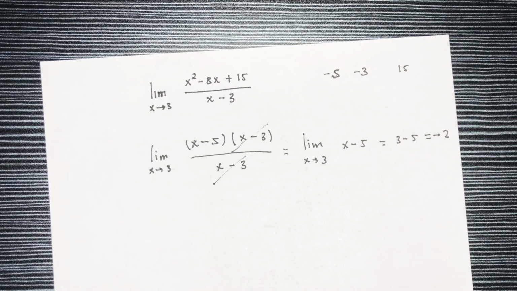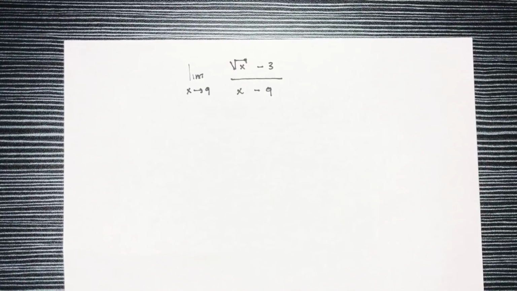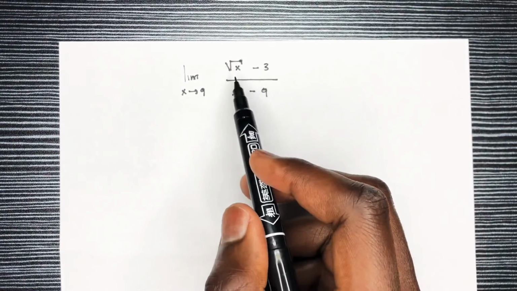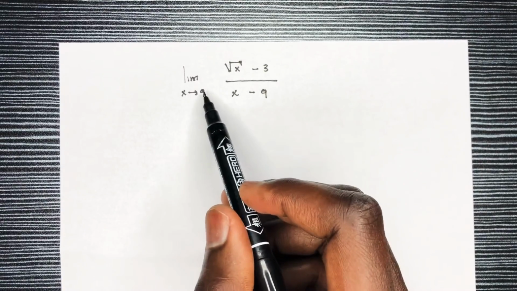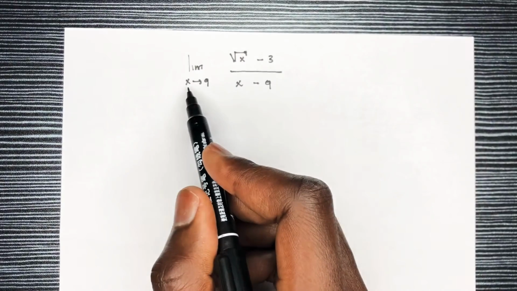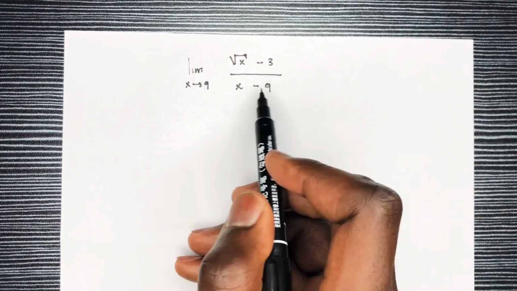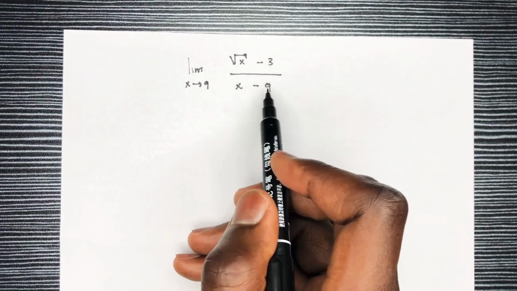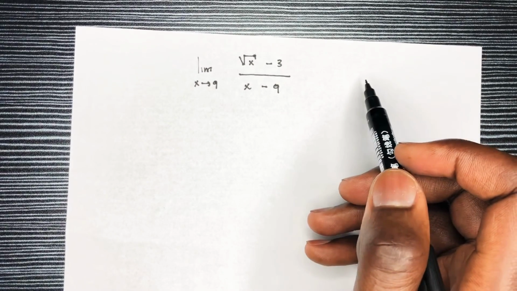So now let's move to the next example. In this case it's the limit of the square root of x minus 3 over x minus 9 as x approaches 9. This is a similar situation to the previous one: if we plug in the value that x approaches, the bottom is going to give us 0, because 9 minus 9 is 0, which is undefined.